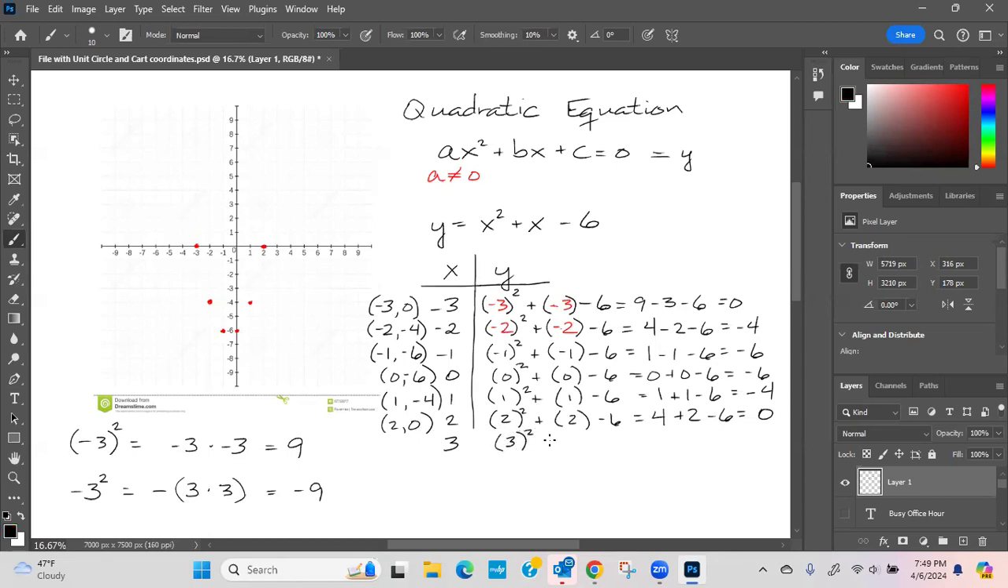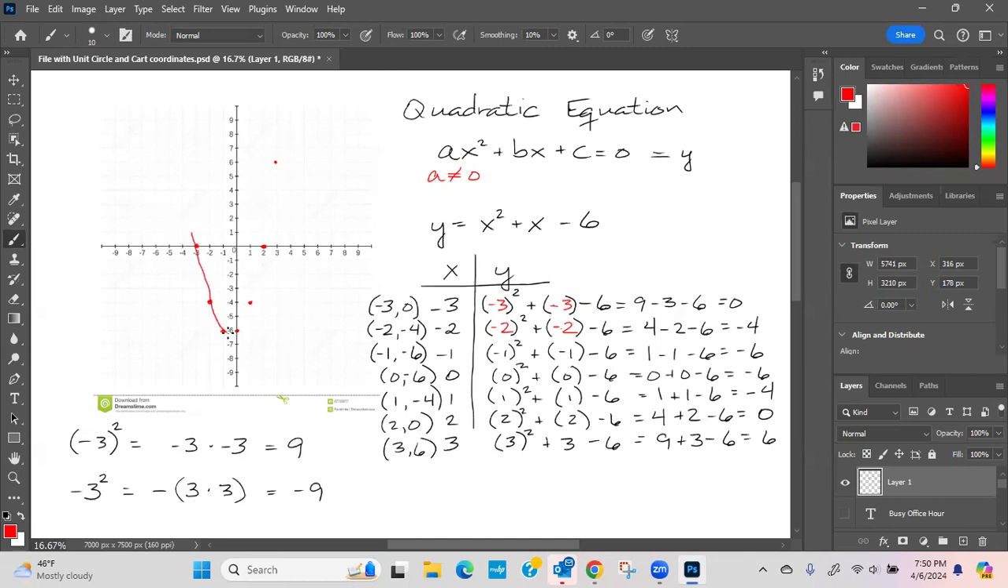We've got 3 squared plus 3 minus 6. 3 times 3 is 9. Plus 3 is 12. Minus 6 is 6. So this would be the point (3, 6). So now I've got that point. Come over to 3, up to 6. And the graph will have to connect all of those.